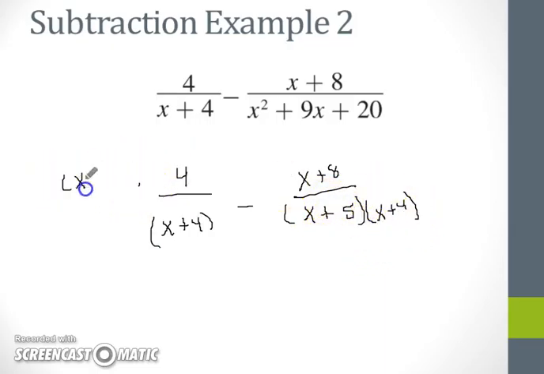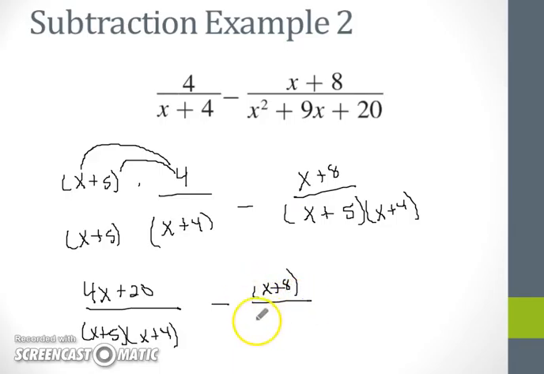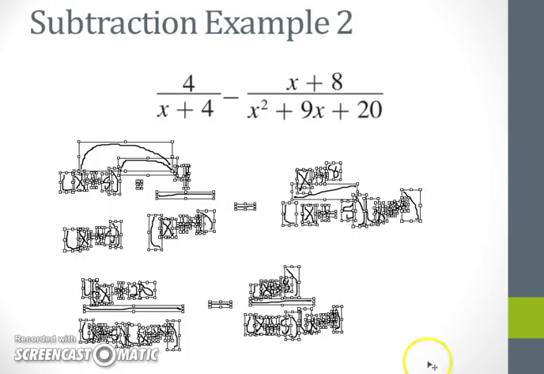So we want to multiply our numerator and denominator of this other fraction by x plus 5. So again, use your distributive property. 4 times x is 4x. 4 times 5 is 20. Over x plus 5, x plus 4. Subtracting our x plus 8 over our common denominator. Let me move all this up.